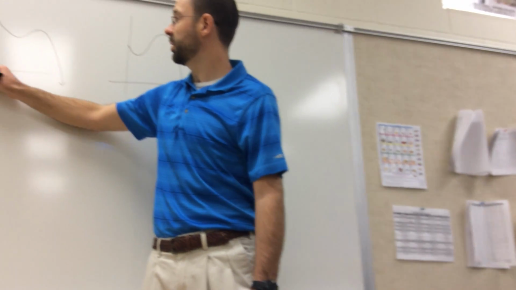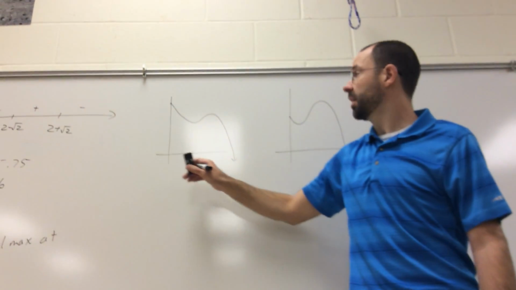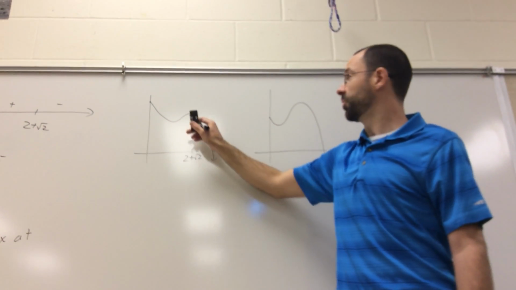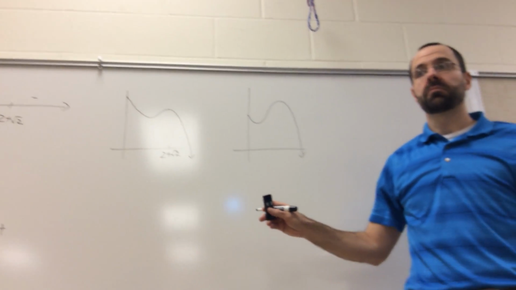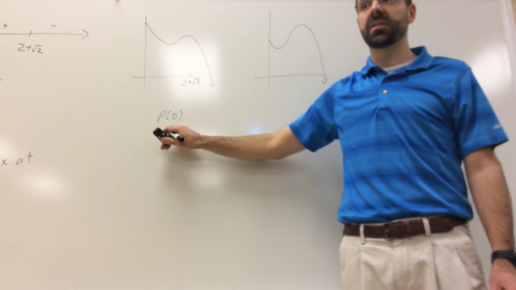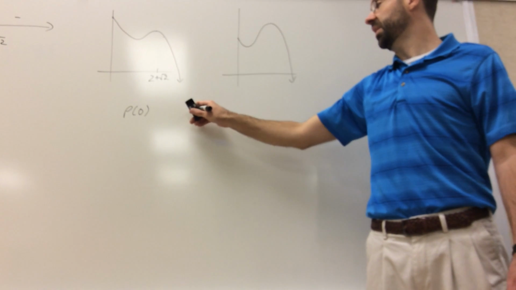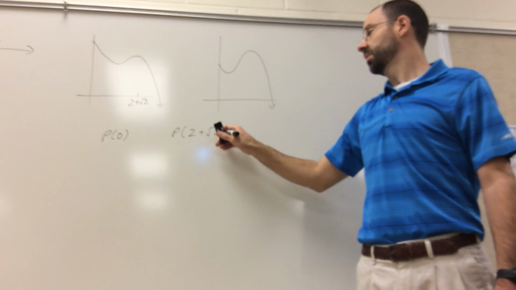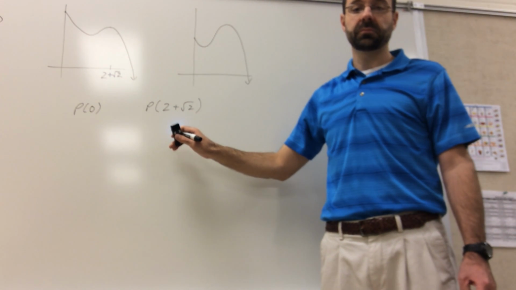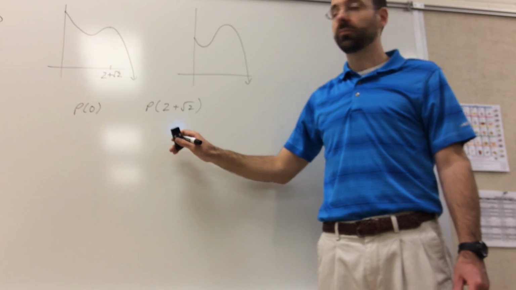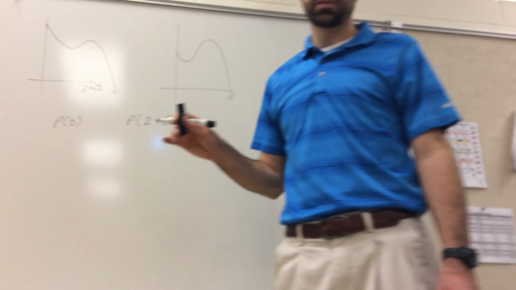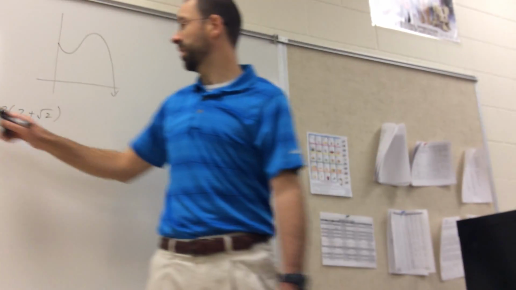Yeah, if you plug 0 in and get this value, and then plug 2 plus root 2 in and get this value, then you'll know which one's higher. Okay, so we're going to calculate P of 0, the profit if we don't make any frisbees, and then also P of 2 plus root 2 to see which one wins. Okay, so P of 0, that's back to the original. So that comes out to 0.